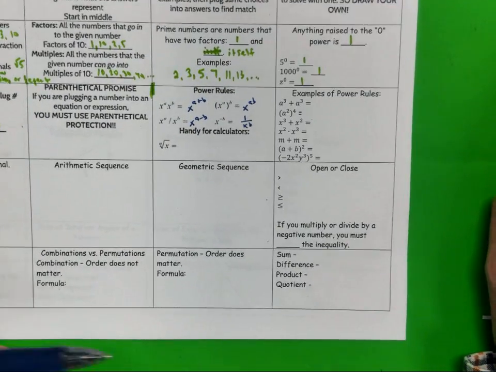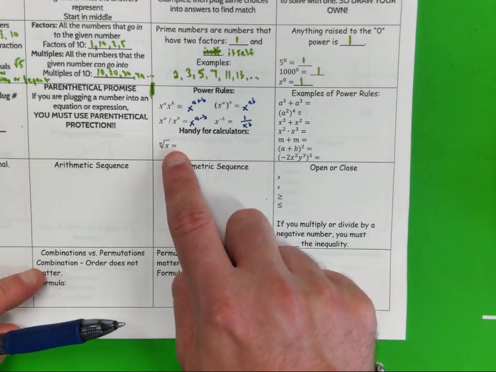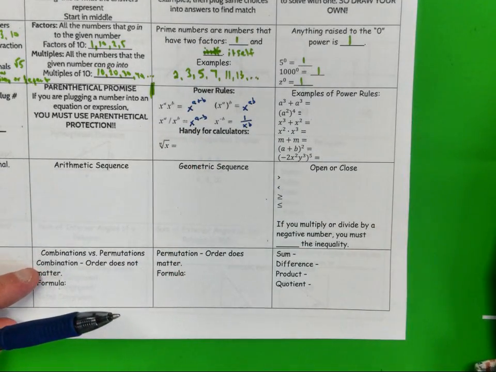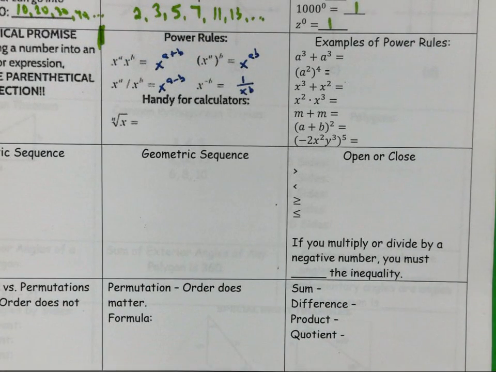I don't know what they wanted that. I copied this box from somewhere. I don't know what they wanted there, so we're just going to overlook that right now. That's probably just to remind you. I don't know what that's for.